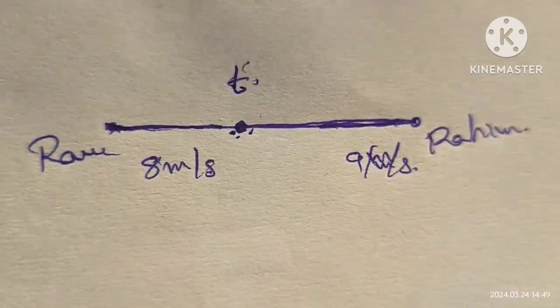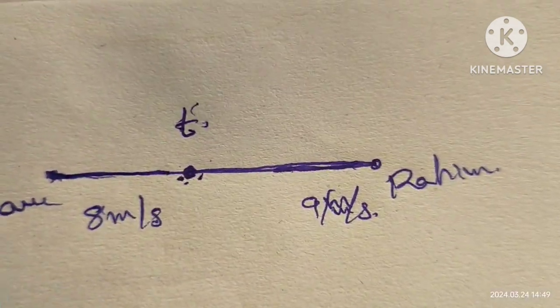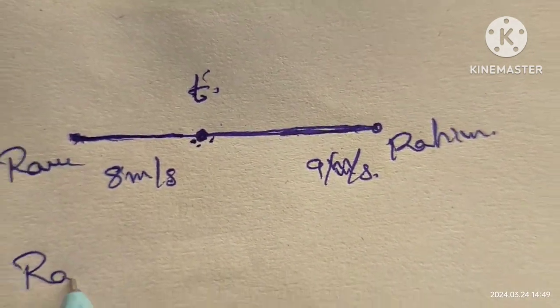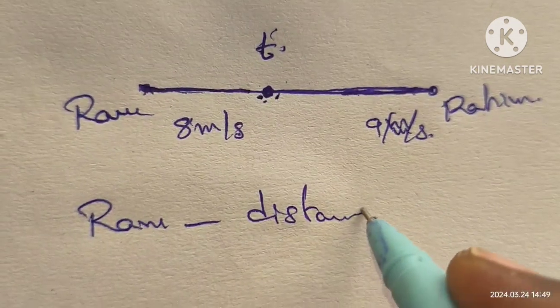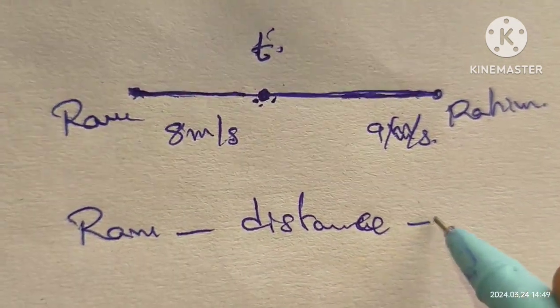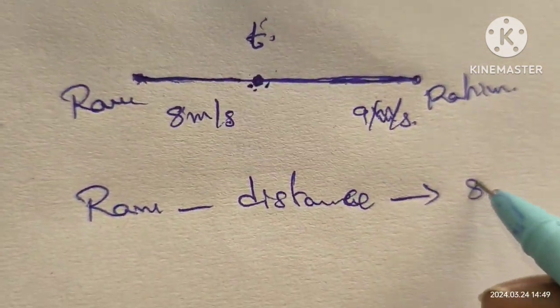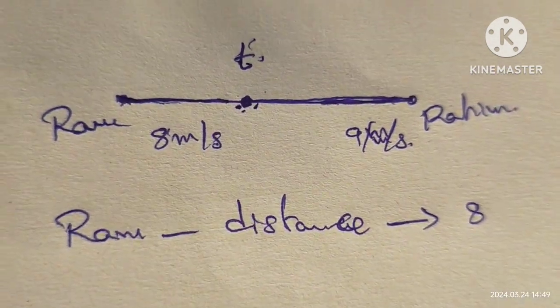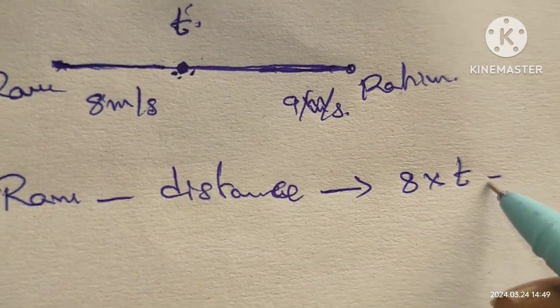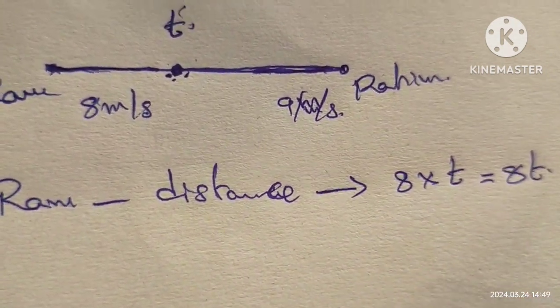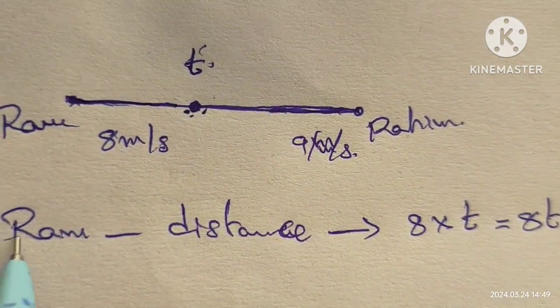So in that time, how much distance do they run? First we have to calculate. So for Ram, the distance is equal to speed into time. So speed is 8 meters per second, into time, let it be t seconds. So 8t meters he will travel, Ram.